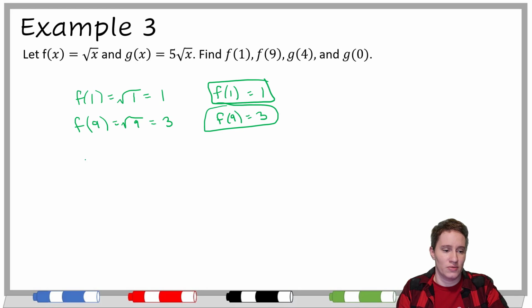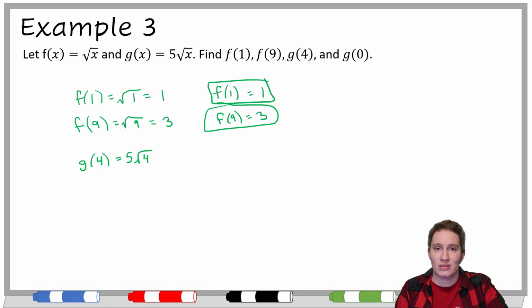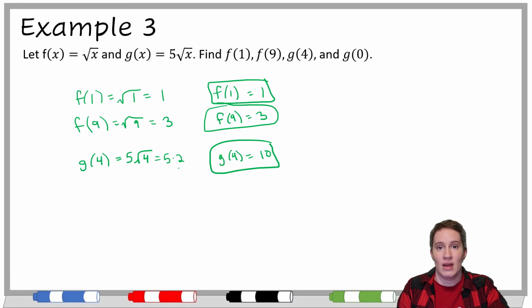Okay, g of 4. Now notice that g is a little bit different. 5 times the square root of 4. Square roots are actually in the same category as exponents, so we would square root the 4 first and then multiply by 5. So the square root of 4 is 2, so we'll do 5 times 2, which is 10. So g of 4 equals 10. And then we'll do g of 0. So 5 times the square root of 0 equals 5 times 0, which is 0.